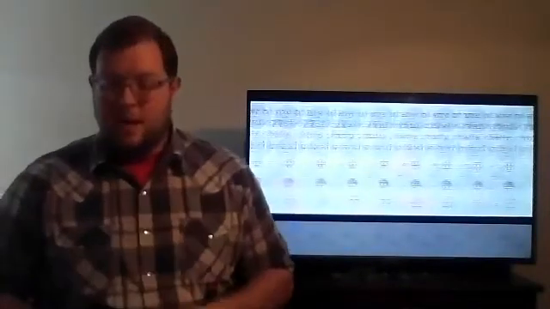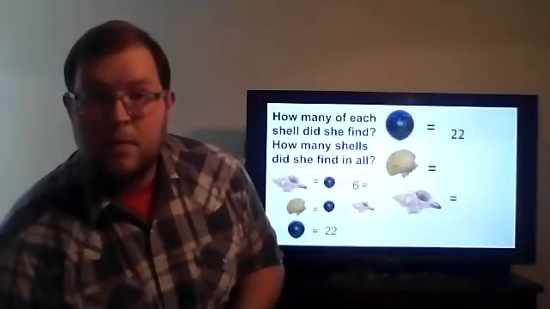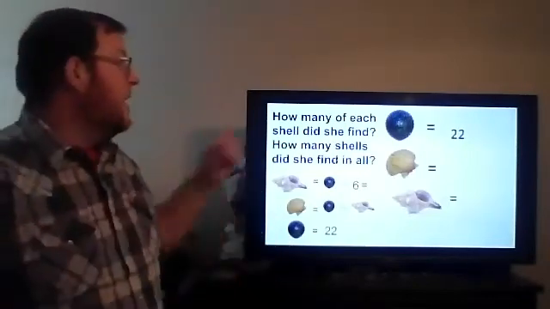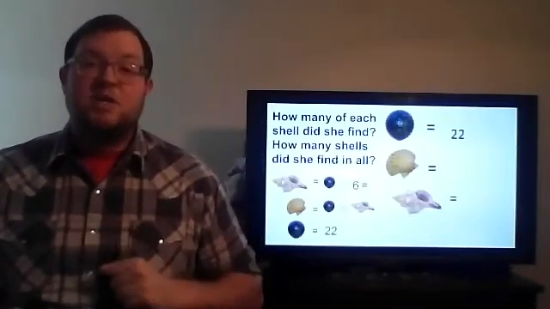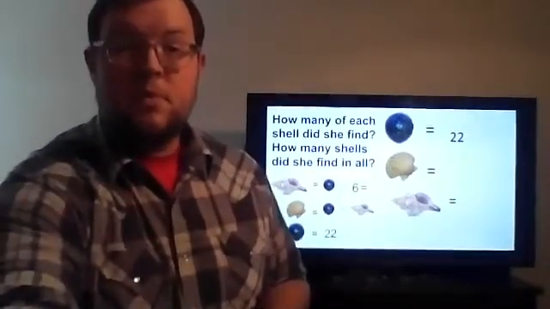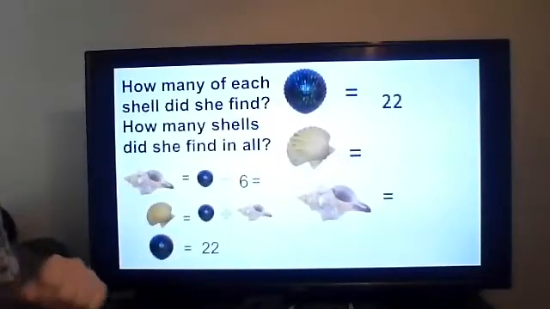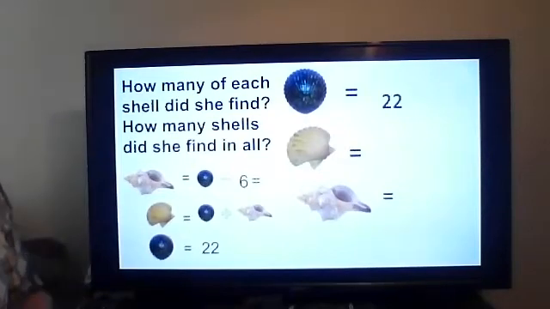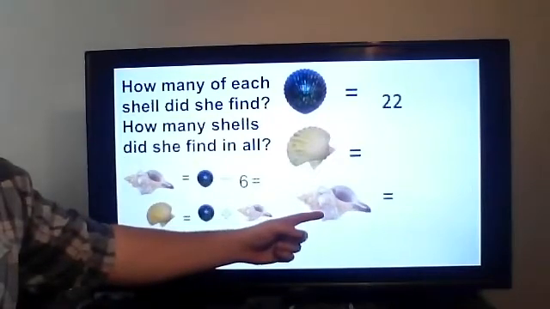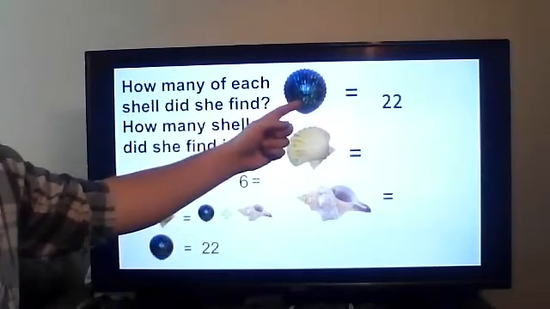Oh, looks like we have a minor technical difficulty here. Okay, awesome, we're back. So again, how many of each shell did she find, and how many shells did she find in all? So we're going to go ahead and take a look. We're actually going to make this a little bit easier to see. I decided to bring our screen a little bit closer for us. So looking at our problem here, we have three different types of shells. We have a conch shell, we have a tan seashell, and a dark or black seashell.